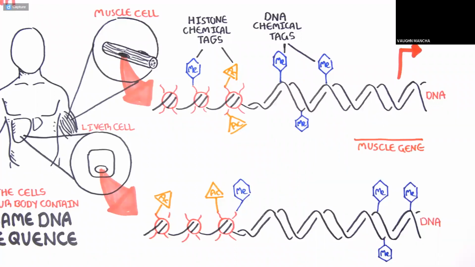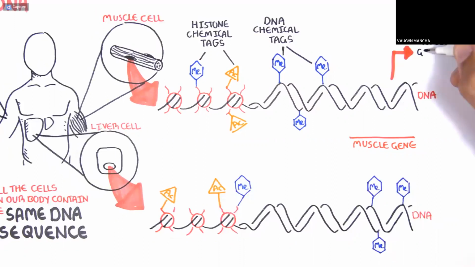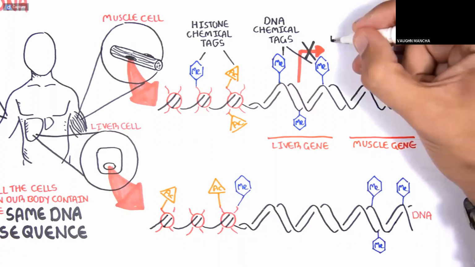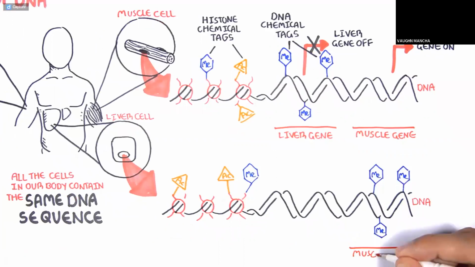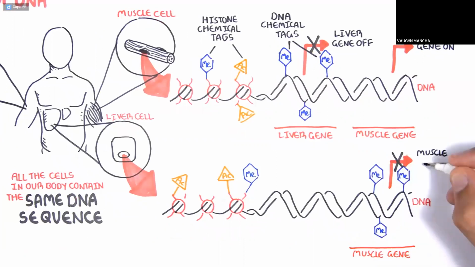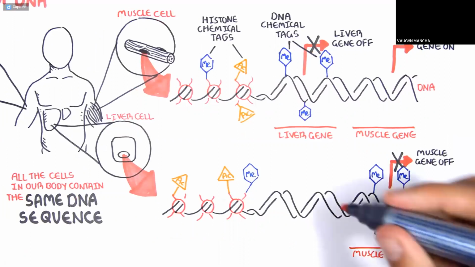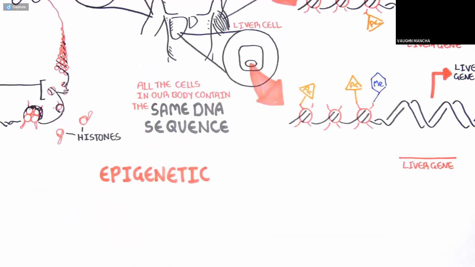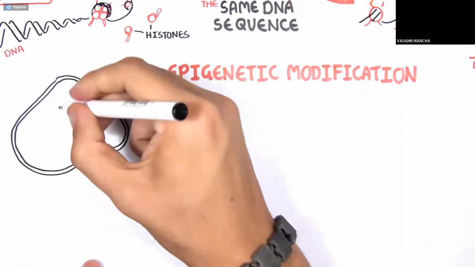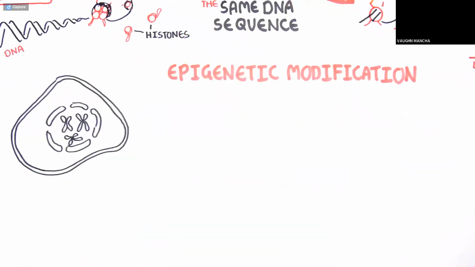For example, muscle cells will have genes turned on that a muscle cell requires, and genes that a liver cell requires turned off. Similarly, the liver cell will have genes for muscles turned off and genes that a liver requires turned on. These modifications are known as epigenetic modifications. Epi is Greek for above the genes, so modifications above the genes or on the genes. Epigenetic modification brings about lasting changes in gene expression.